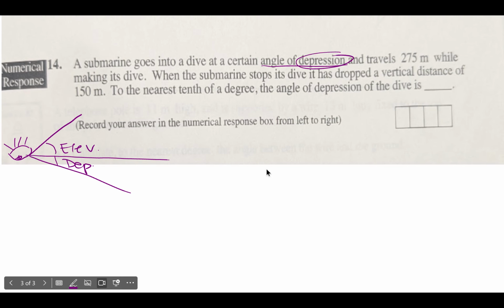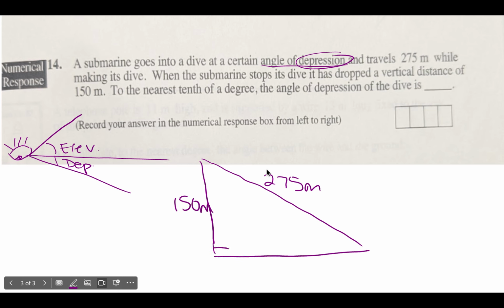So with this one, always start by drawing a picture. Your submarine is diving in at a certain angle of depression at 275 meters. When it makes this dive, it drops a vertical distance of 150 meters. And then we can make this a right angle triangle by putting in that right angle down here. And if it's asking for the angle of depression, that would be this angle in here.